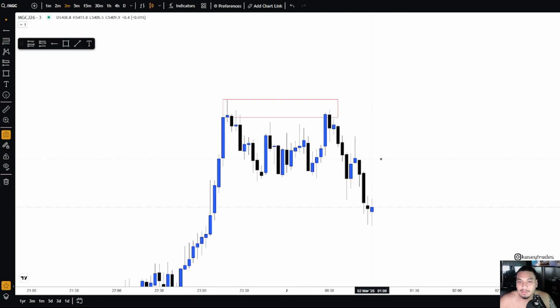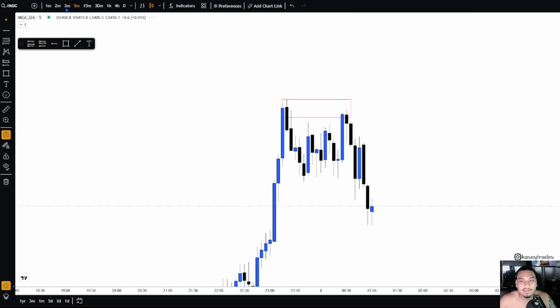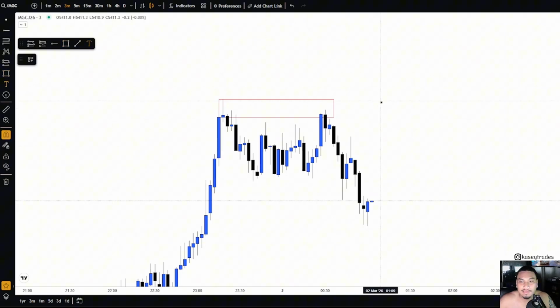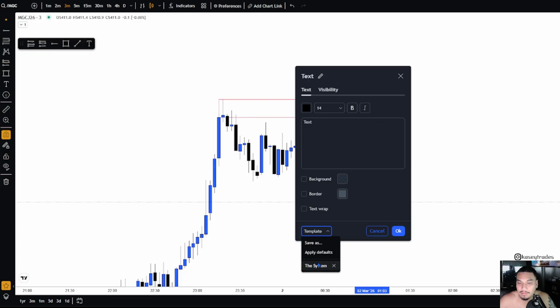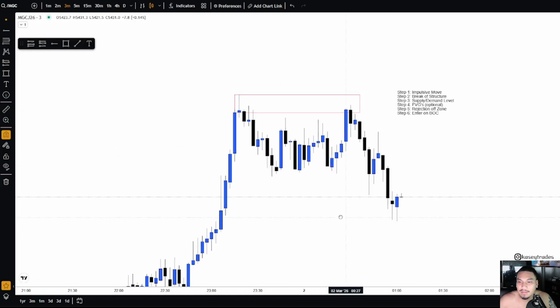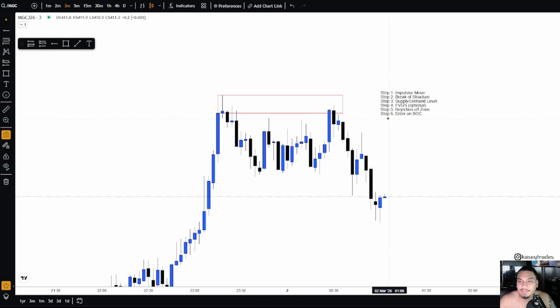So after I saw this on the 3 minute, I'm like, okay, let me see what I can see on the 5 minute, 3 minute. So originally I saw this. Let me pull out the system. Looking at the system, we have step 1, the impulsive move, which is this series of 3 bearish candles right here.